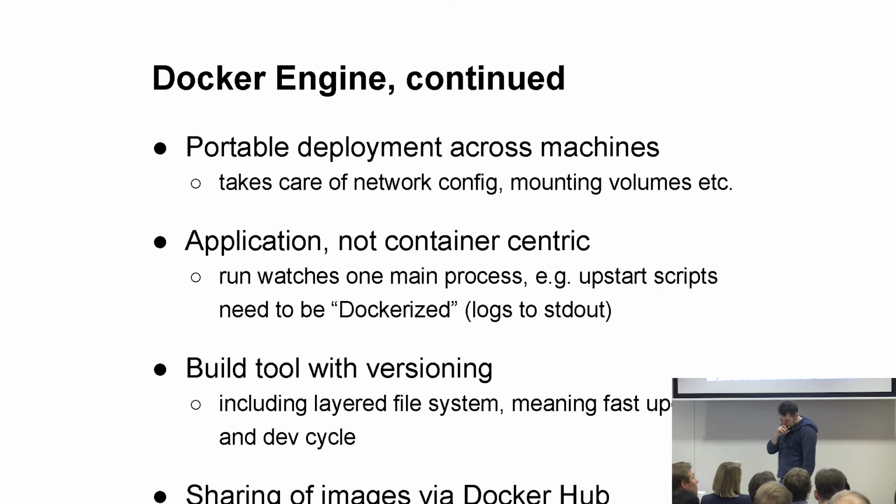So the Docker engine, what does it offer over Linux containers? It's portable deployment across machines. Basically, it takes care of things like network configuration, like mapping ports from the container to the host OS, mounting volumes, resource management, etc. So it's application-centric, not container-centric, like I already said. It watches one process, and the Docker container stops, or is killed, when that main process stops, even though there might be other processes running within as well.